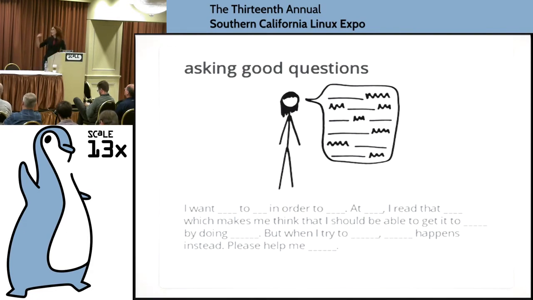I like modeling things as Mad Libs, such as: I want this tool to do this thing because here's my goal. At such and such a source, I read these things, which makes it seem like I should be able to get this from doing that. But when I try, here's what happens instead. And right there, you've preempted all of the questions that they're going to ask when you say, hey, it's broken. By saving them that time and the energy of prying the context out of you, you've done a nice thing for the person who's going to help you and potentially given them a more positive opinion of you than they would have had otherwise.